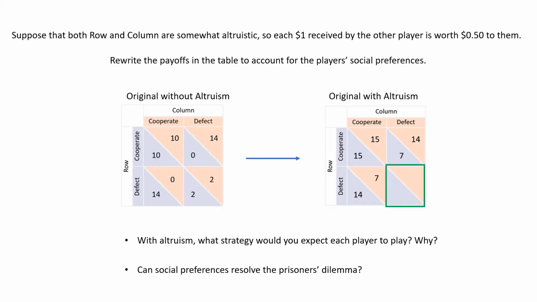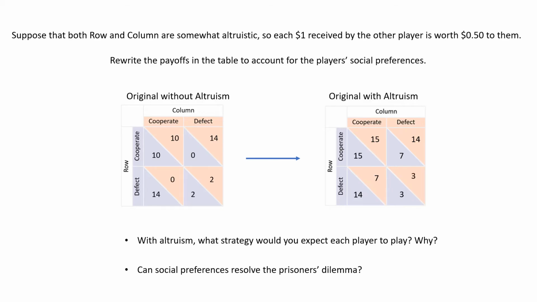Lastly, we look at the strategy where both players play defect. In this case, since the column player is receiving a payoff of 2, he gives half of 2 to the row player, so the row player's payoff is changed to 3. And the same thing with the column player. The row player receives a payoff of 2, and he gives half of that, which is 1, to the column player, so the column player's payoff is changed to 3.